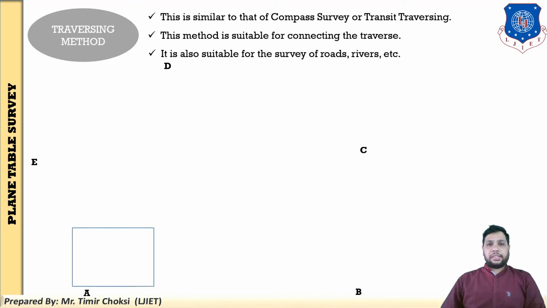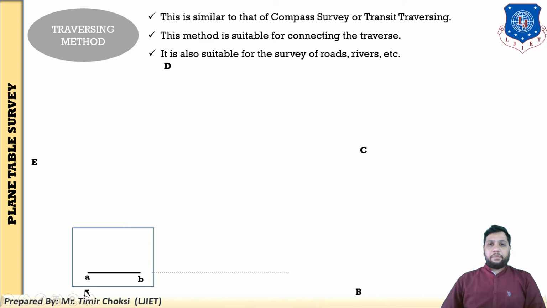First, set up the station at A. Fix and transfer the point capital A on a drawing sheet. Then, after measuring the distance A to B, plot the small b point. I will not repeat all the terms, because you have already understood them in the radiation method as well as the intersection method. This is a very easy method.